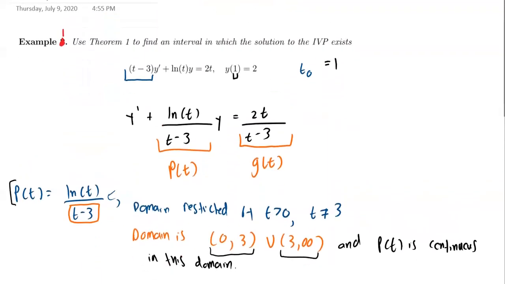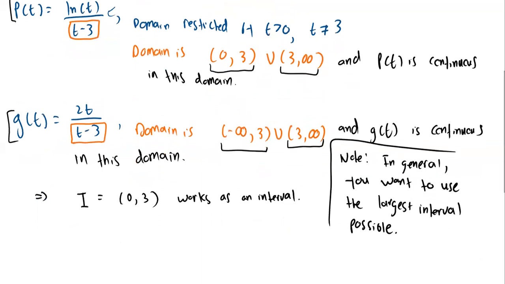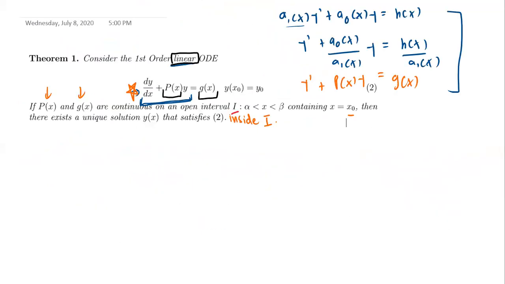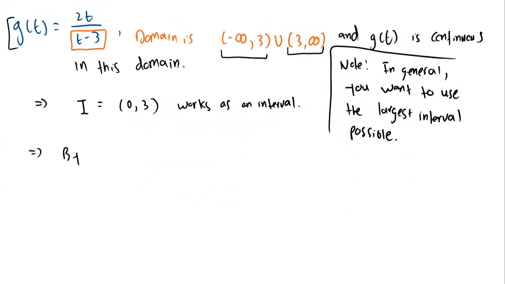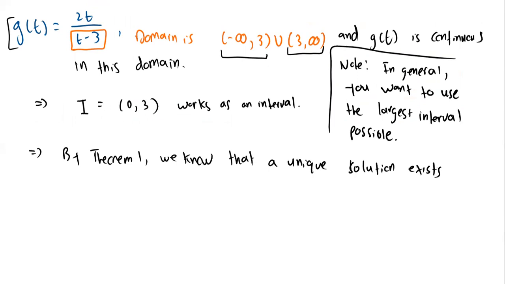Okay, so what does this mean? We found an interval for which theorem 1 guarantees that a solution exists, and not only exists, but is unique. So we know, let me write it, by theorem 1. If you were doing this as a homework problem, I would want you to write something like this as a conclusion. So by theorem 1, we know that a unique solution exists for this initial value problem defined on this interval that we found.